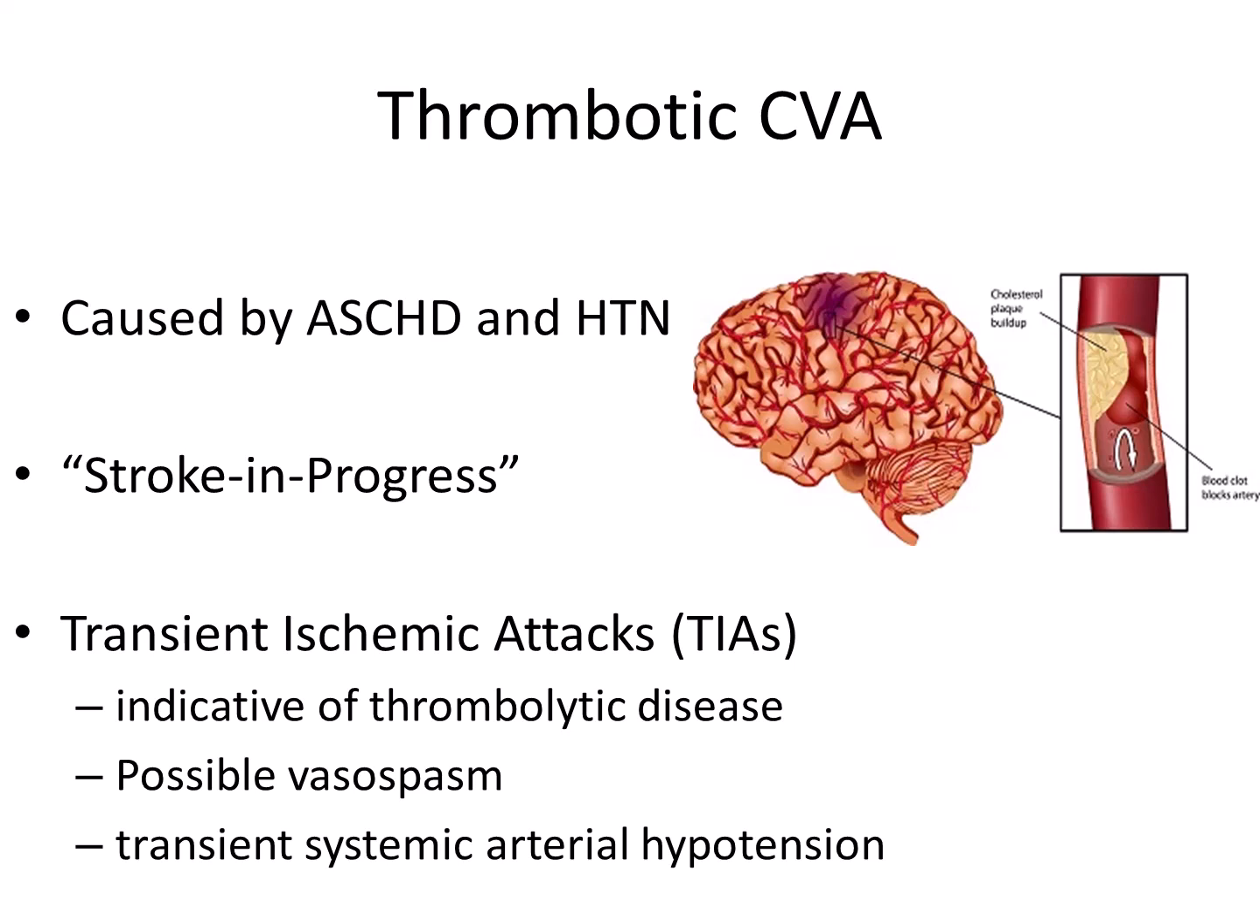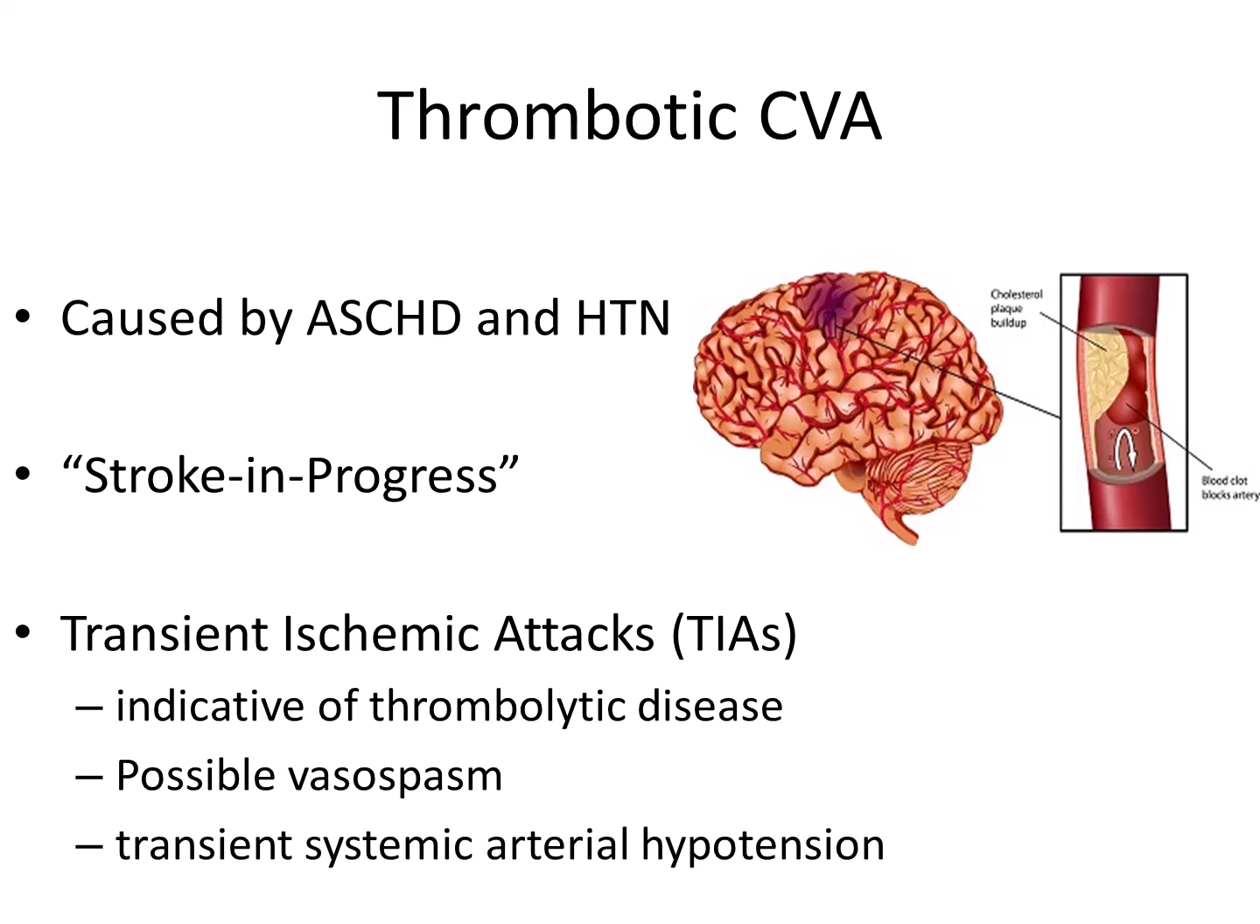Okay, a little bit more information about each of these. The thrombotic or ischemic CVA is caused by atherosclerotic heart disease as well as hypertension. If you look at the figure on the right-hand side of the slide, you see the plaque that's built up there in the artery in the brain. And if there's an increase in blood pressure, this is going to promote a decrease in the amount of blood that can pass through that area because of artery constriction.